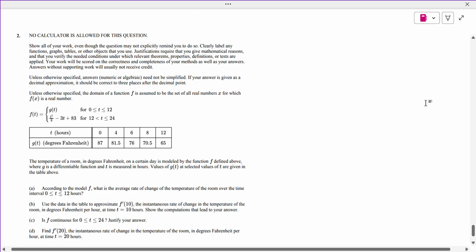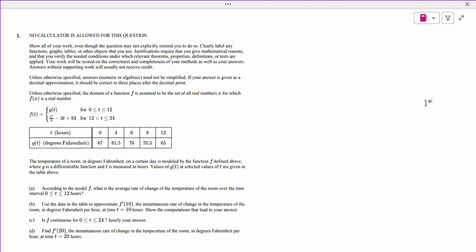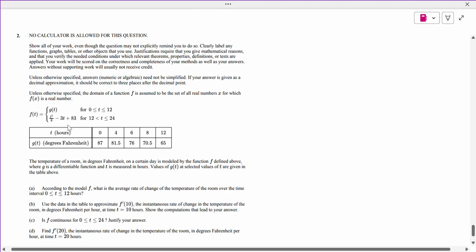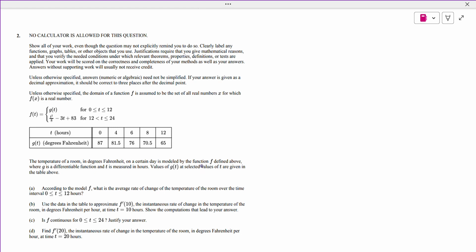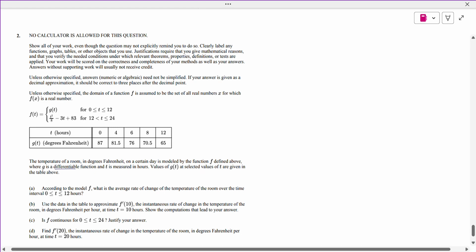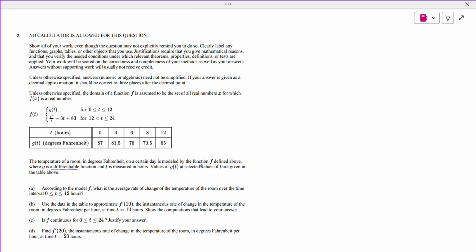In this video we will be looking at another suggested question for question 3 from the coverage of grade 11. So we have a piecewise function and we have another function g of t. It says the temperature of a room in degrees Fahrenheit on a certain day is modeled by the function f defined above, where g is a differentiable function. This is important. g is a differentiable function, and t is measured in hours. Values of g of t at selected values of t are given in the table.